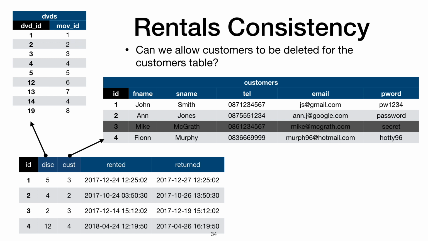What about the same question, but for the customers? Should we allow a customer entry to be deleted from the customers table? If we want to delete customer number 3, ID 3, well, that's going to cause a problem because that customer has rented disk 5 and rented disk 2. There are 2 rentals there. And so there is an argument that those customer details should never be deleted as long as they are in the rentals table, because we couldn't then see who rented what.